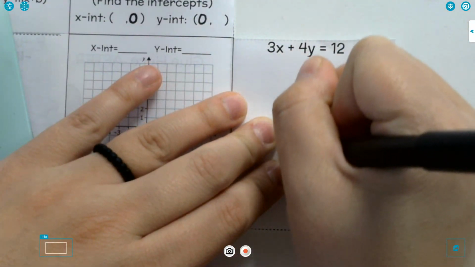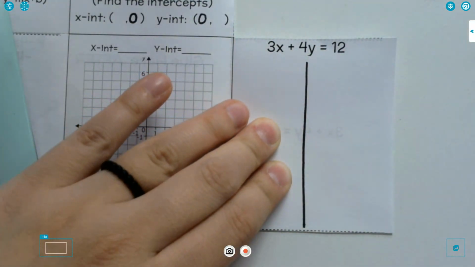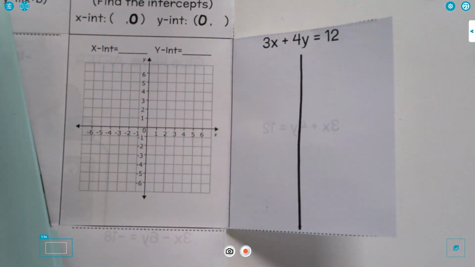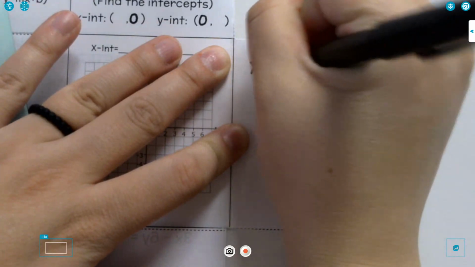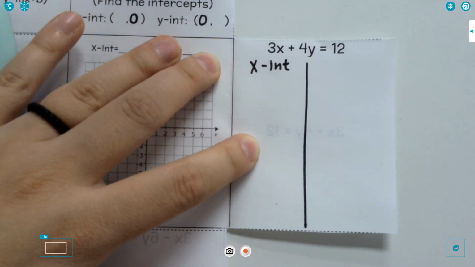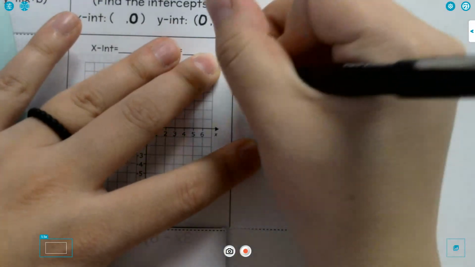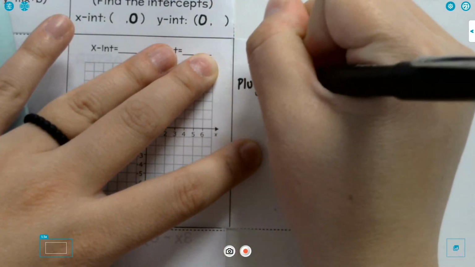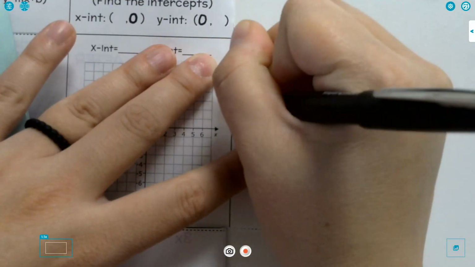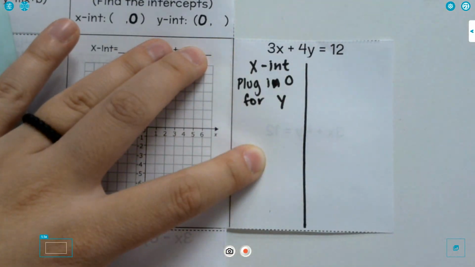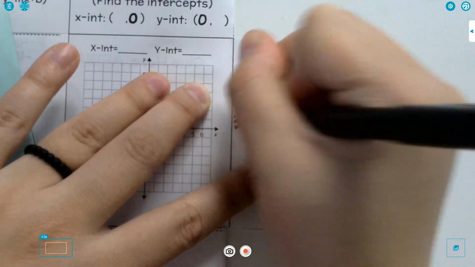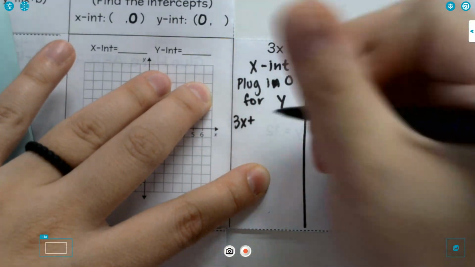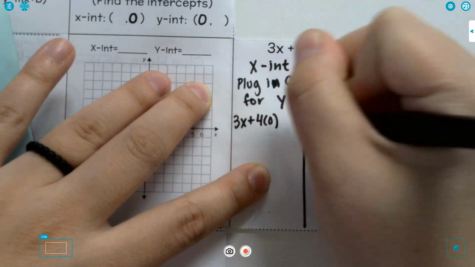So I'm going to draw a line right here. So I'm going to write down right here that we're finding our x-intercept. And we're going to do that by plugging in 0 for y. So what that's going to look like is 3x still plus, instead of 4y, we're going to do 4 times 0 equals 12.